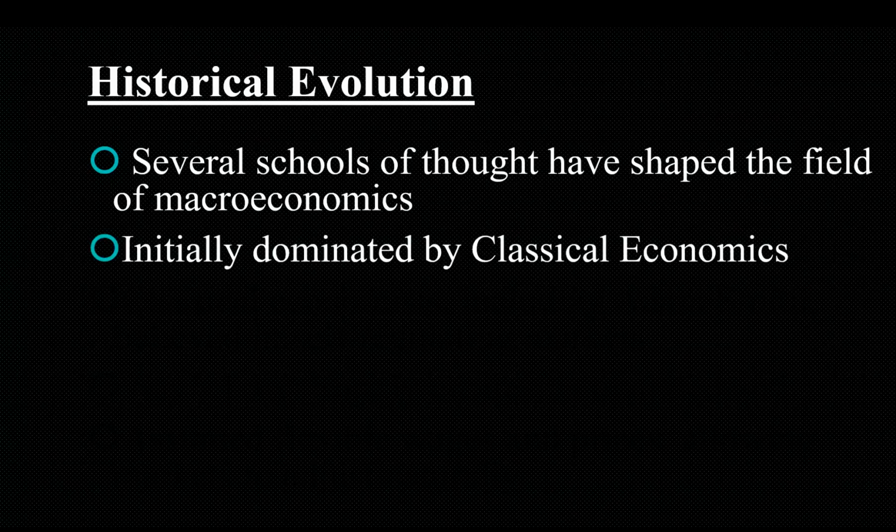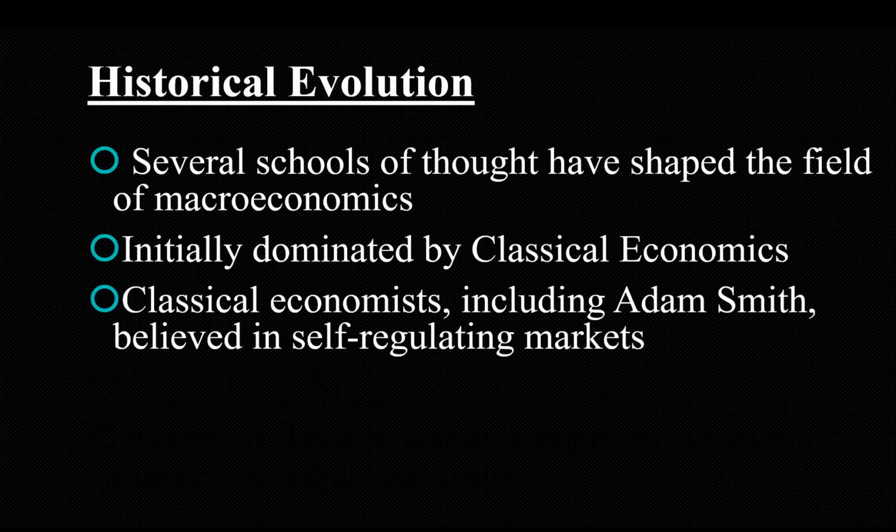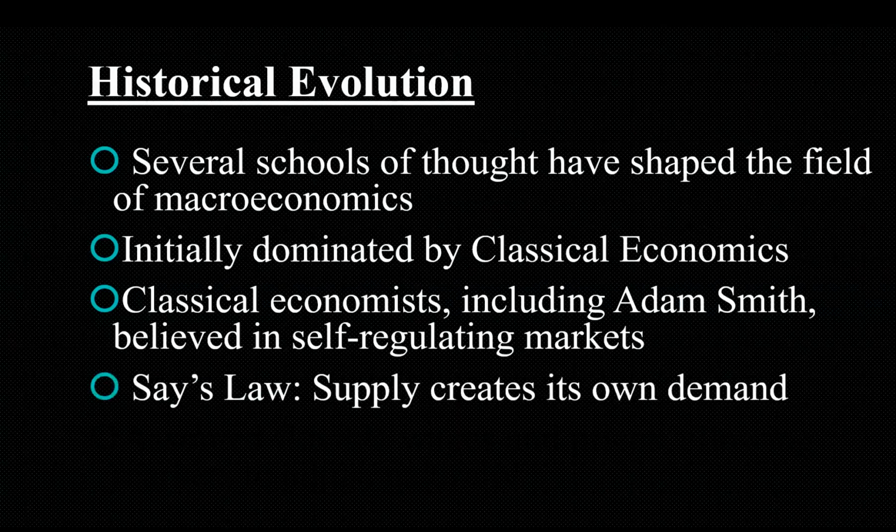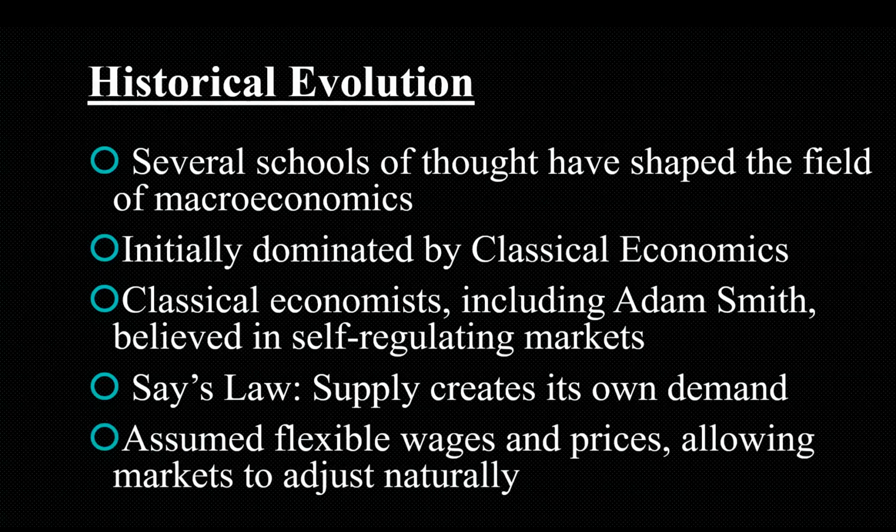Initially, classical economics dominated the field, with its focus on the self-correcting nature of markets. Classical economists, including Adam Smith, believed that the economy is self-regulating and that government intervention was unnecessary. According to this view, markets naturally adjust through the forces of supply and demand, and economic equilibrium is reached without the need for external intervention. This idea is known as Say's law, which states that supply creates its own demand. Classical economists also argued that wages and prices are flexible, meaning they adjust quickly to restore balance in the economy.